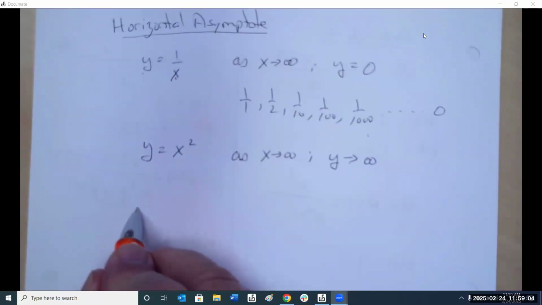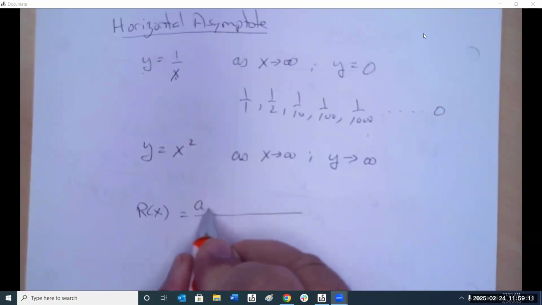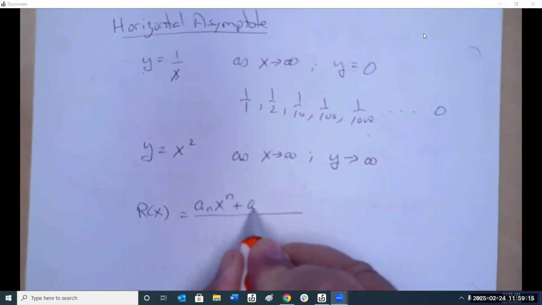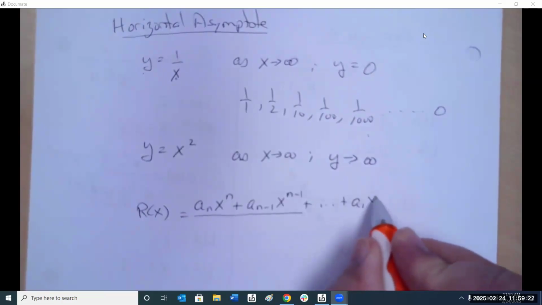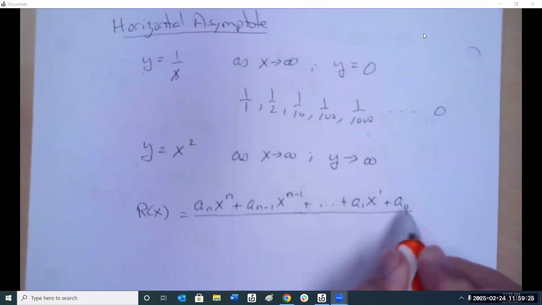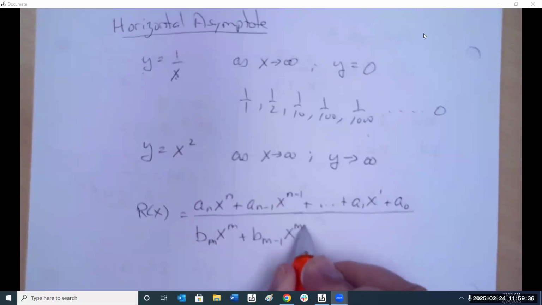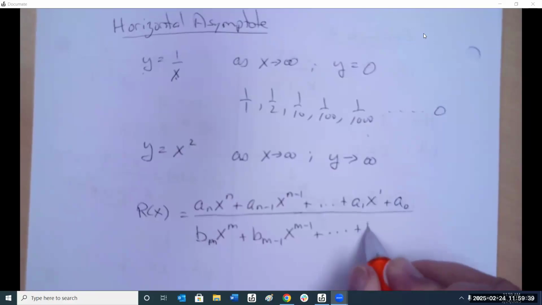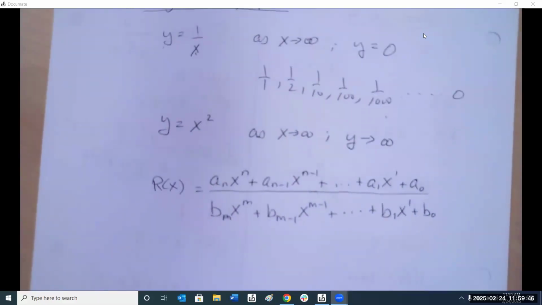So any polynomial or say rational function is made up of polynomials. And the bottom will make it Bn. Make it M, make it a different letter so we don't get confused. So it's AN on top, BM on the bottom.